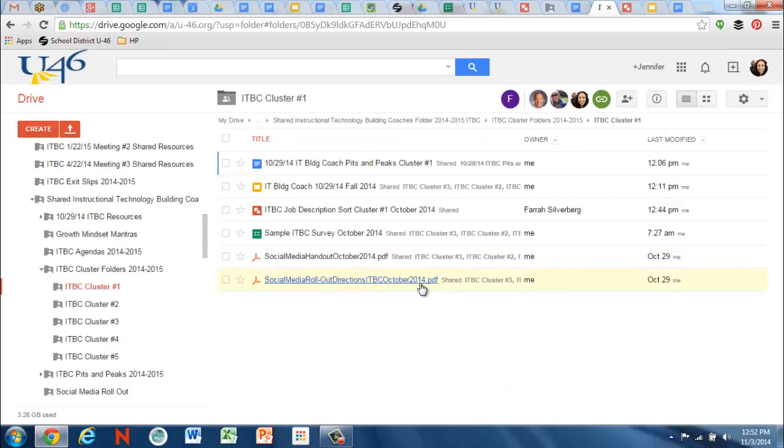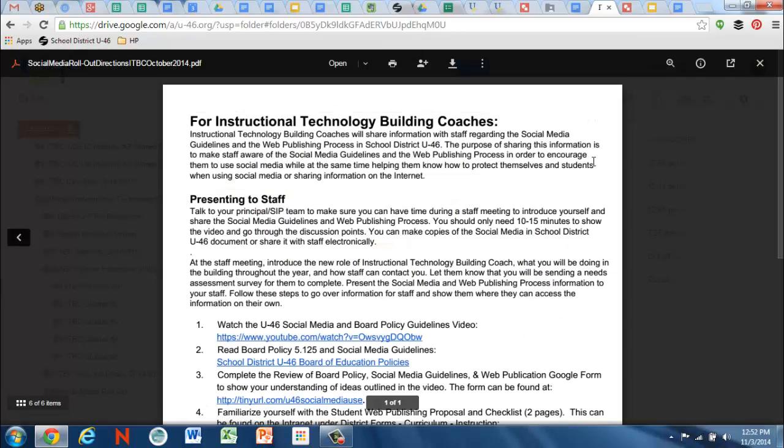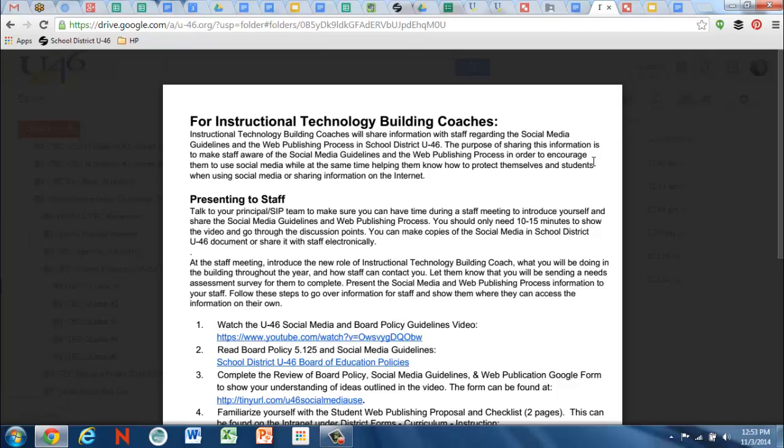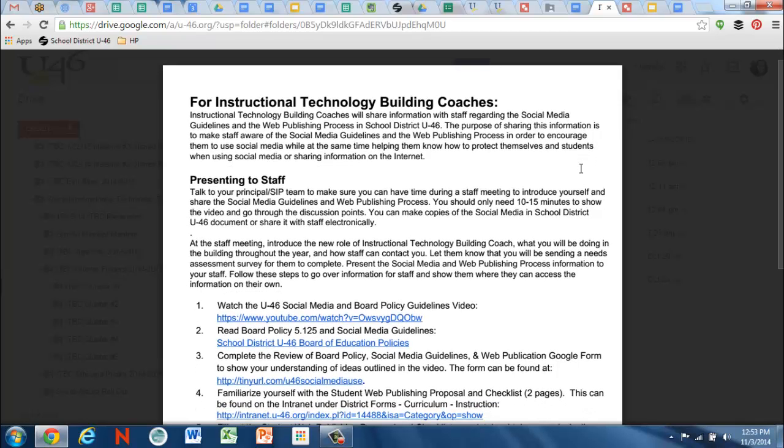And then you'll notice that there are directions for the instructional technology building coach. So we ask that you find time to talk to your building at one of your staff meetings. You can connect with your principal and your SIP team to find a date and time that works for them. You'll be introducing yourself as an instructional technology building coach, talking about how staff can contact you, and then also sharing the social media guidelines and the web publishing process.